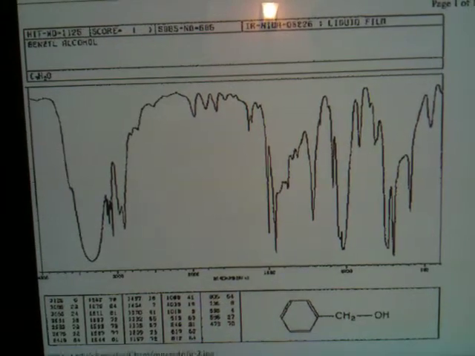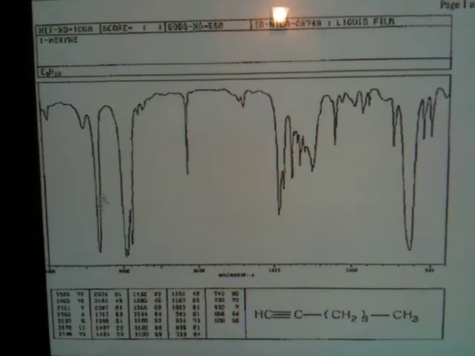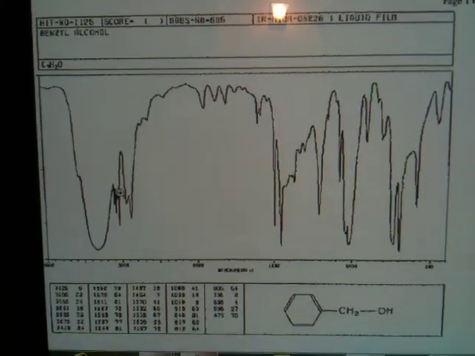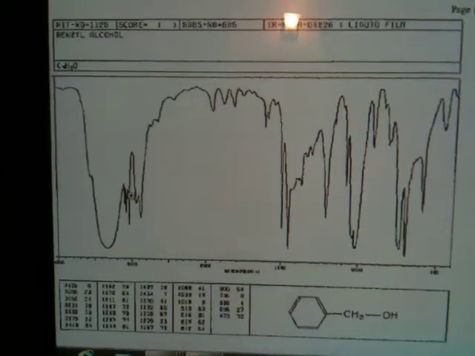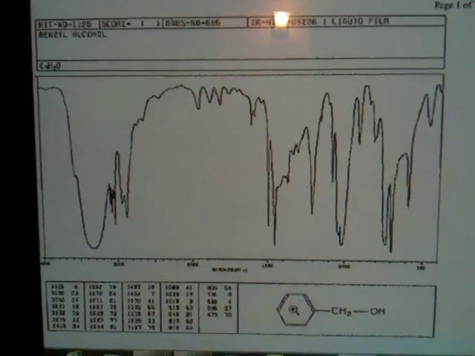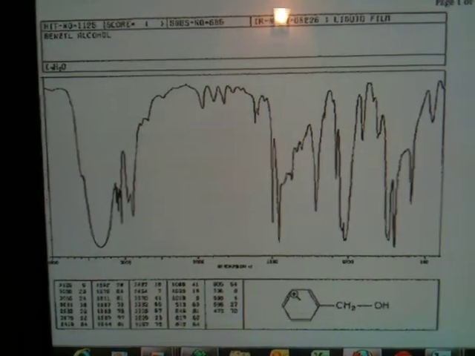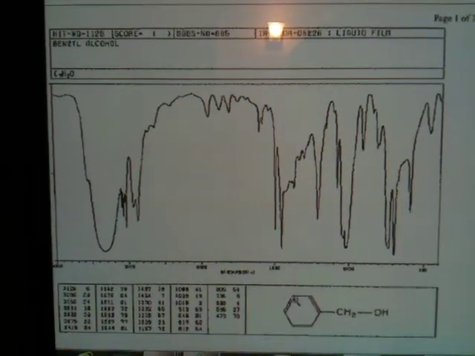Now again, go back, take a look at this. This is what an sp CH looks like. All right, now we're seeing sp2 CHs right here. Okay? All right, that's an indication that we might have an aromatic. Aromatic CHs are at about 3,030 or 3,050. Okay? Now, how would we really know it was an aromatic?